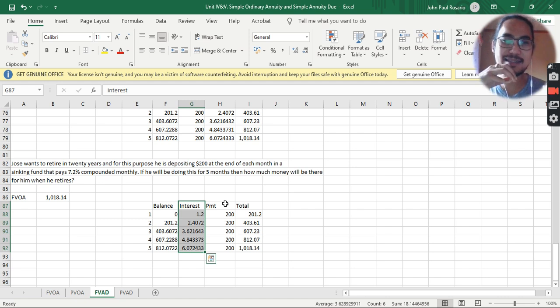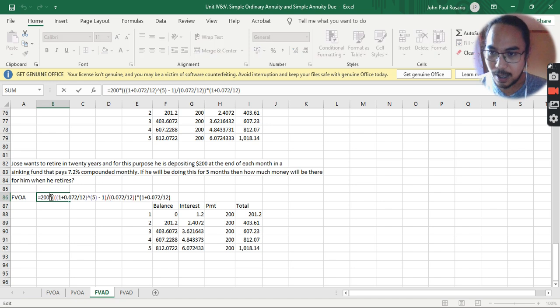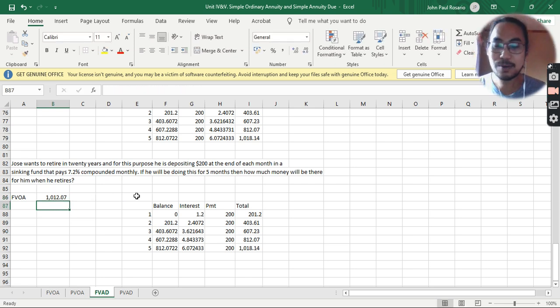Let's use muna the table. Kanina we used man the table before the formula. Now, let's change it a bit. Let's use the formula first and confirm it using the table. So here, we no longer include this one because now our problem is an ordinary annuity. So our future value after 5 months should be at 1,012 pesos.